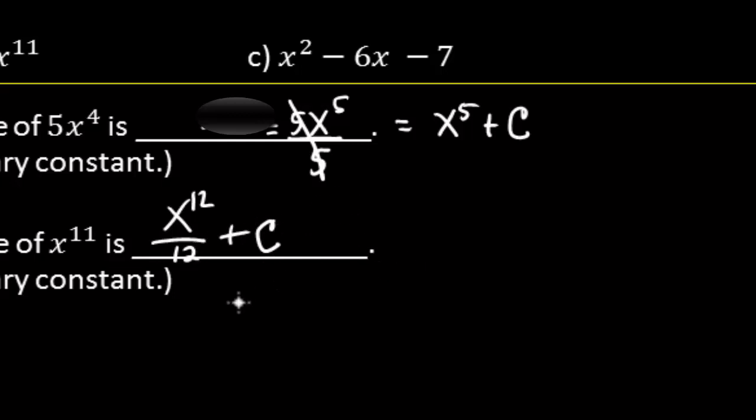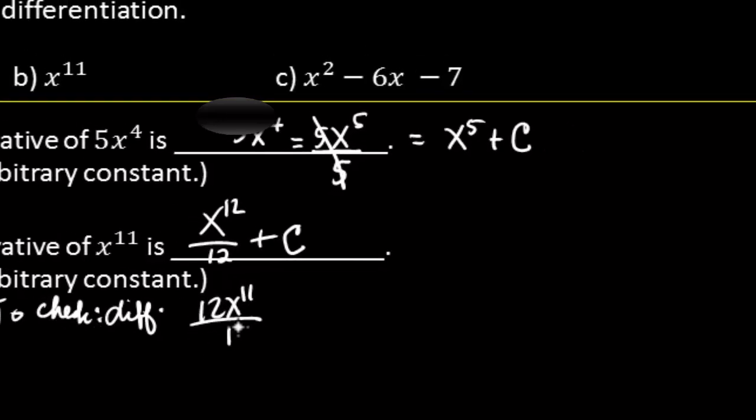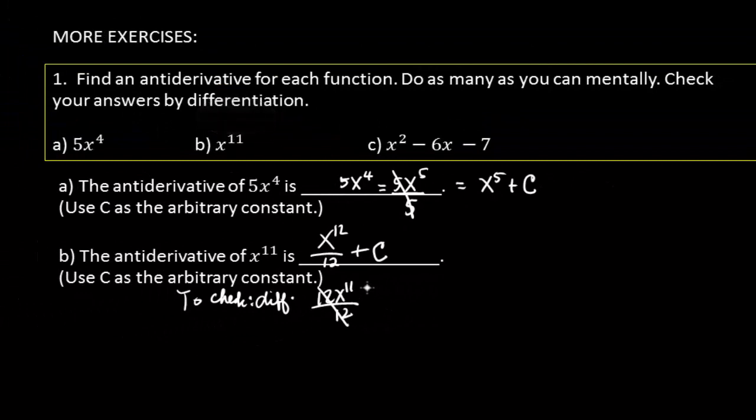So again, how do we check? So we take the derivative. So if we differentiate, what do we have? To check, we differentiate, we get 12 times x to the 11 divided by 12 plus 0, and so you get x to the 11th. Let's take letter C.